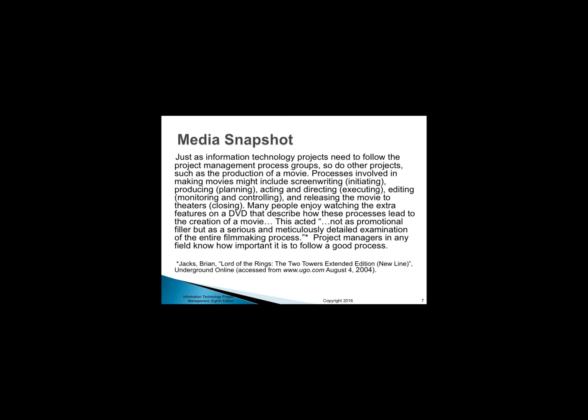Many people enjoy watching the extra features on a DVD that describe how these processes led to the creation of a movie. This acted not as promotional filler but as a serious and meticulously detailed examination of the entire filmmaking process. Project managers in any field know how important it is to follow a good process.